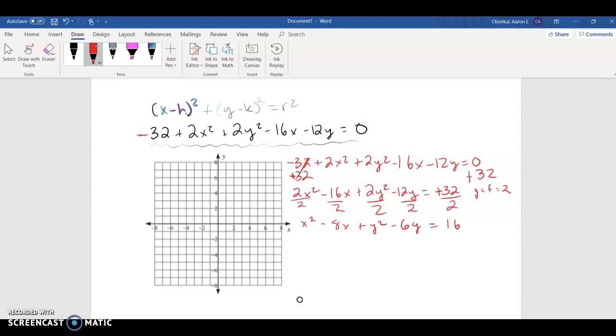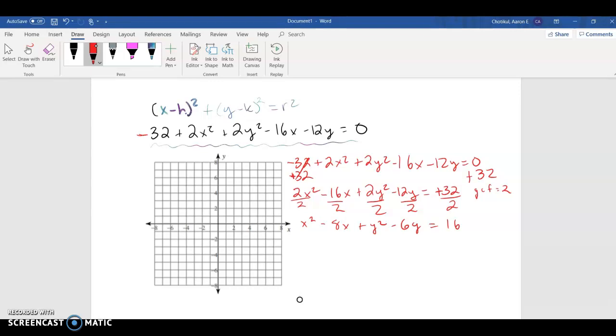Dividing everything by 2 just makes those numbers easier to work with by making them a little bit smaller. That way we don't have to do more work at the end. It's going to be much easier if we simplify these expressions now. So boom, we got that all set up.